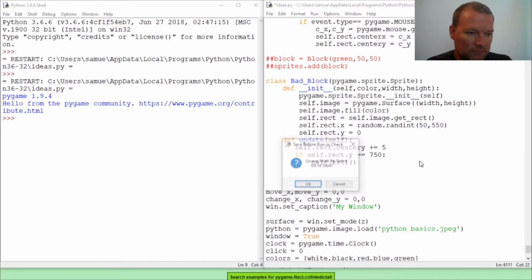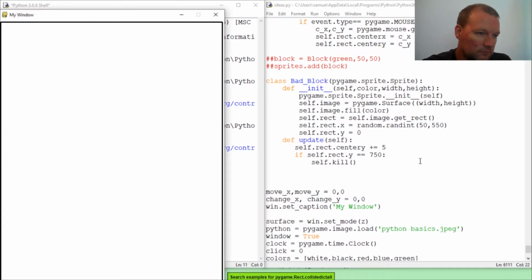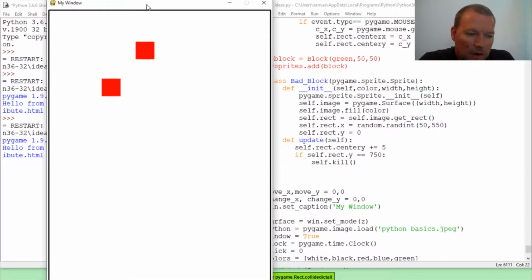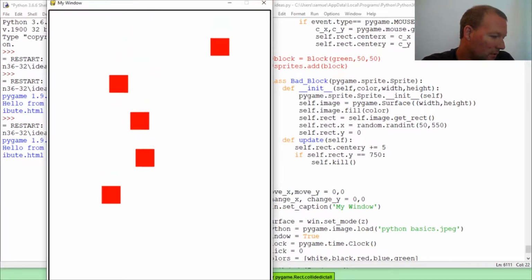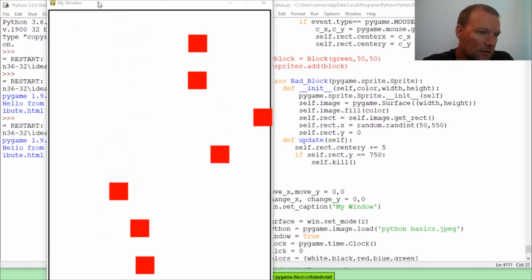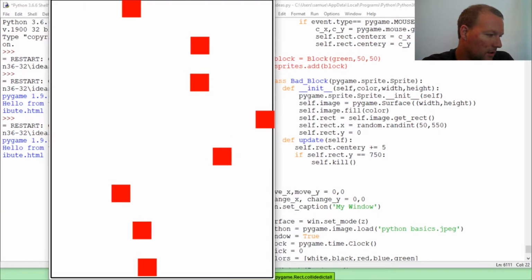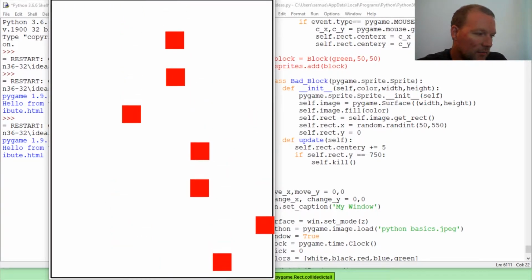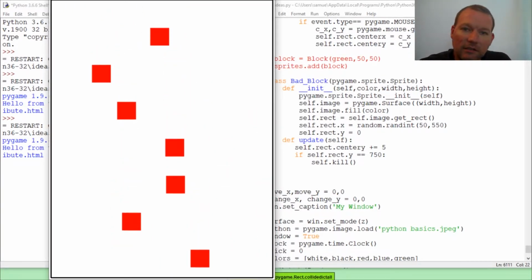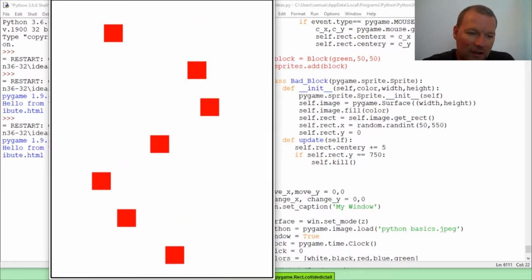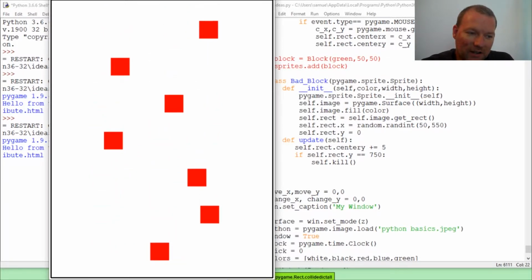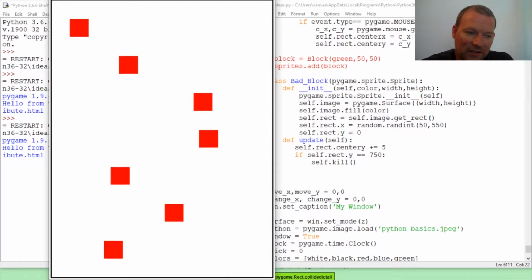So check this out. Save, run. So it's bebopping through, and let's make sure we can see. Nope. There we are. Boom. So as it hits our bottom barrier, it ceases to exist. So now we can begin to have things interact with it.